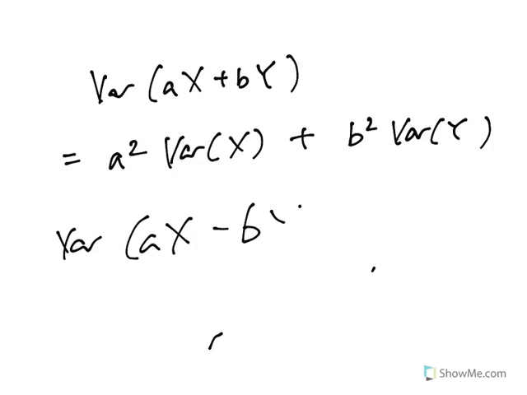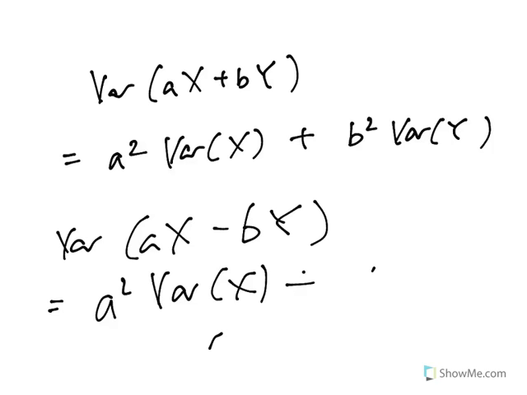Variance of ax minus by is also the same. Whatever it is, I just take it as plus. It's just b square, minus doesn't matter. You can show this using the formula. Why is it a plus and not a minus? However you do it, for different topics.